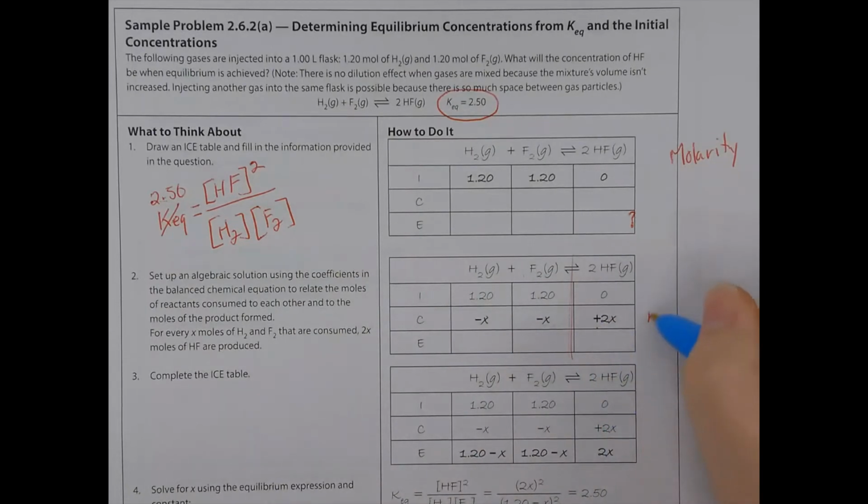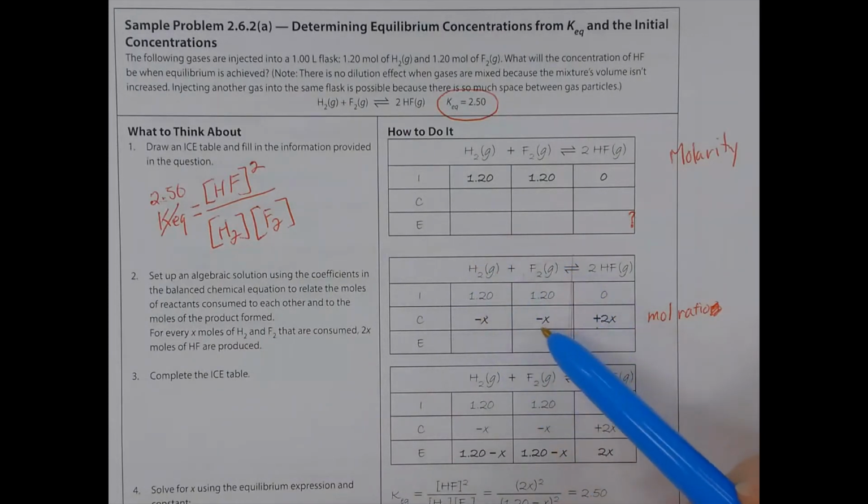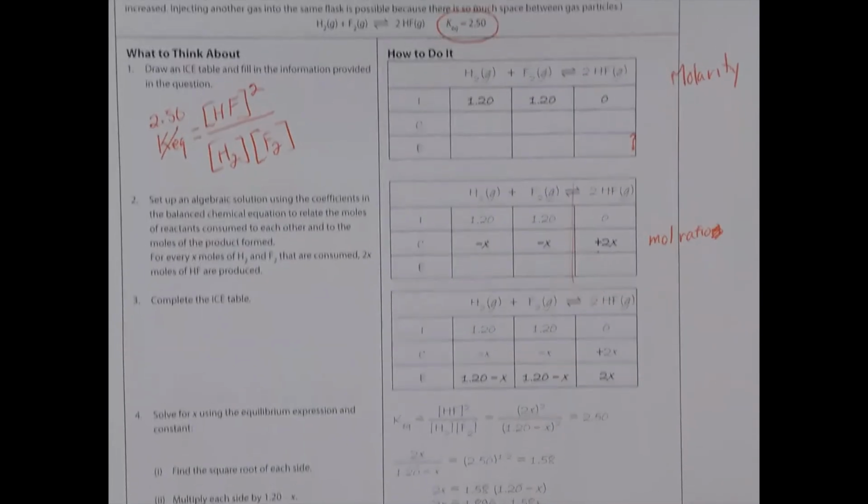So again, this is where we incorporate the mole ratio, our coefficients. So this is 1X, 1X, and 2X based on their coefficients. Now our bottom line, as you can see, is just setting up that problem.